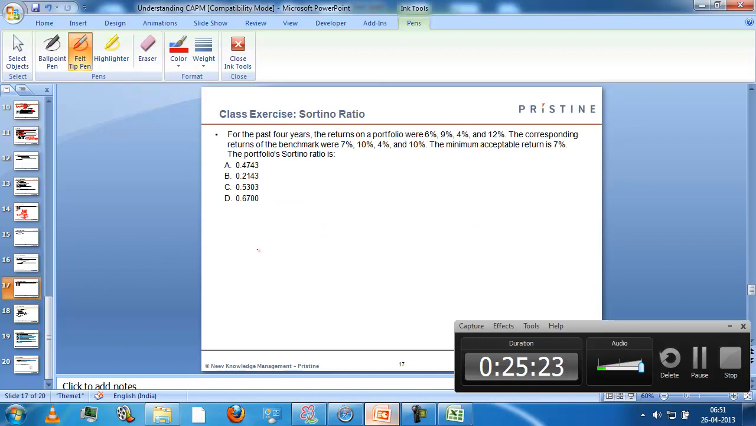So in this question, we have been given the return of the portfolio for past 5 years. And it has been like 6%, 9%, 4%, and 12%. So first we'll calculate the average return of the portfolio. Average return of the portfolio is 6 plus 9 plus 4 plus 12 divided by 4, and it comes to be 7.75%.